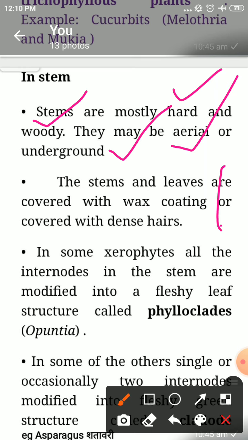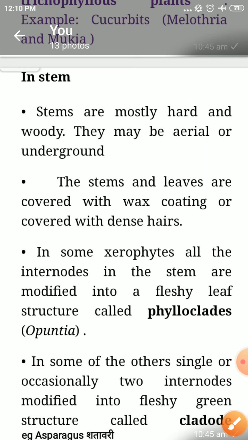In some xerophytes, all the internodes in the stem are modified into fleshy structures called phylloclades.